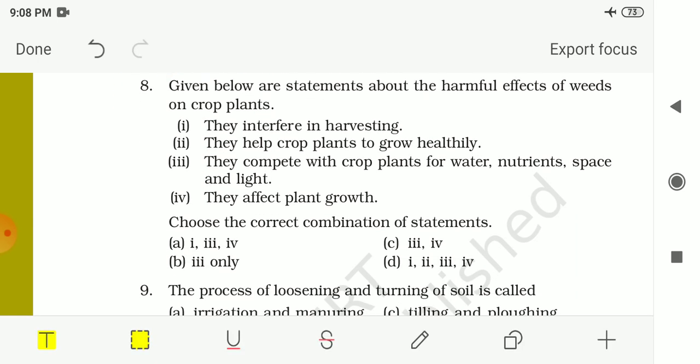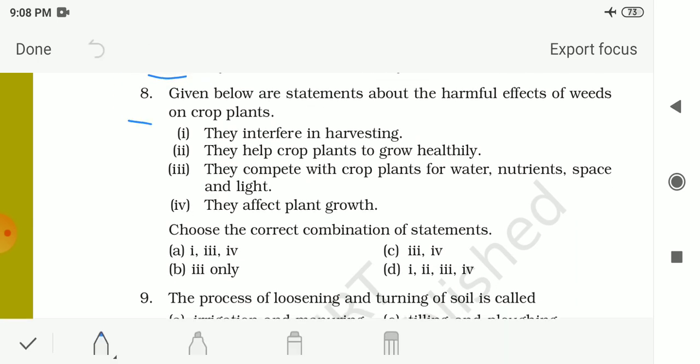Next, 8 number. Given below are the statements about the harmful effects of weeds on crop plants. These statements are given to you. They interfere in harvesting. They help crop plants to grow healthily. Next is they compete with crop plants for water, nutrients, space and light. And last one is they affect plant growth. Now choose the correct combination of statements, which is correct for the weeds. So here your answer is first number A.